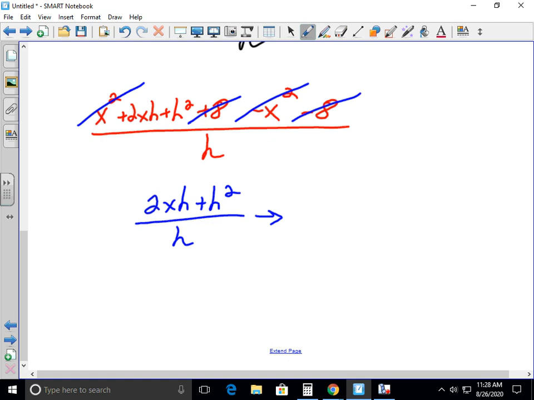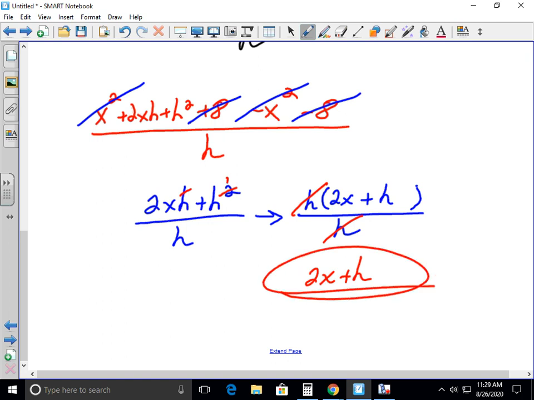Now we can reduce that. We could do that a couple of different ways. We could divide h into both terms, or traditionally the way we reduce it is we factor out the common factor on top. Both terms have an h, so pull out an h, pull out an h. If we pull out the h there, that's gone. If we pull out one of those h's, we have one left. So 2x plus h is what we're left with on the inside. Those cancel, leaving us 2x plus h. So that's the value of our difference quotient.